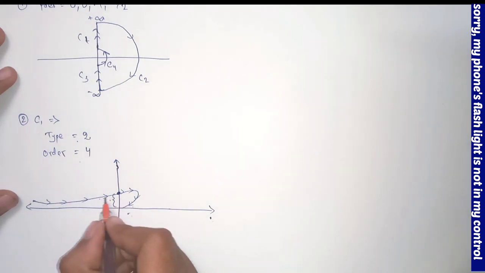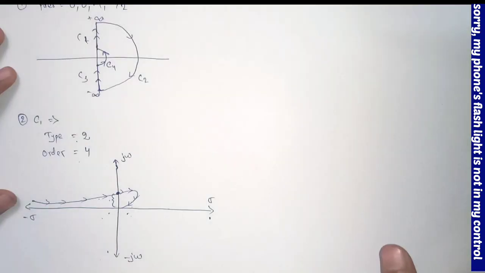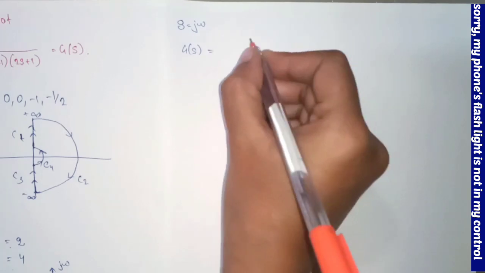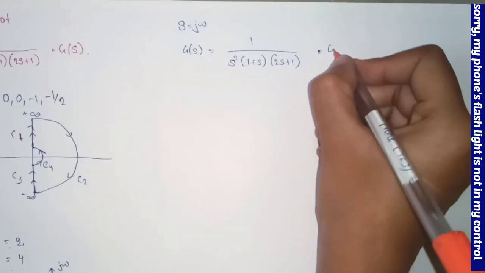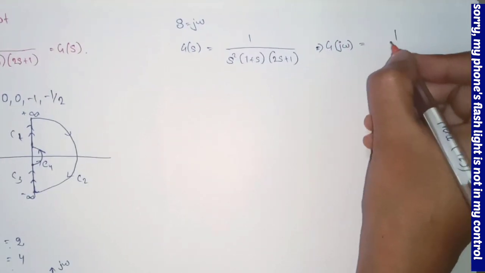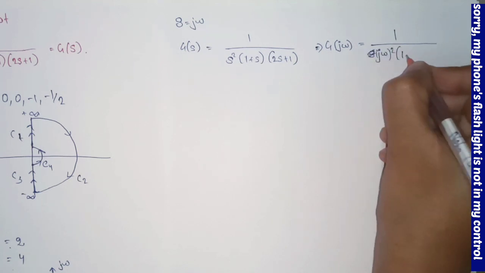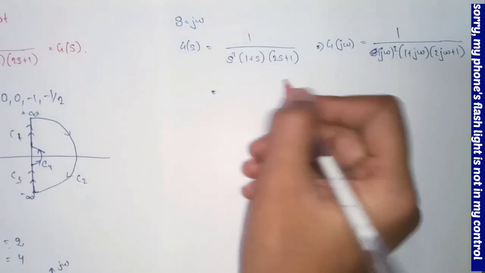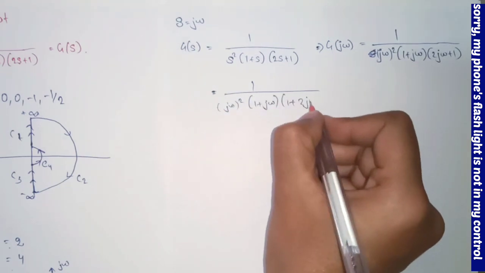which is intersecting the imaginary axis. To do this, we will first substitute S equals j omega in the given equation, that is G of S equals 1 by S square into 1 plus S into 2S plus 1. So here it will become G of j omega equals 1 by j omega square, 1 plus j omega, 2 j omega plus 1. And if we convert it into standard form, this will become 1 plus j omega, 1 plus 2 j omega.